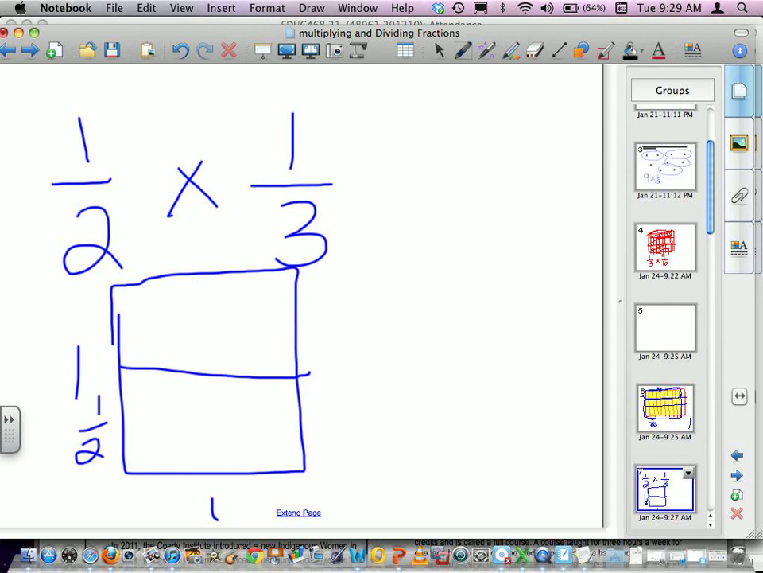Okay, so now the piece that you're looking at is 1/2 by 1/3. Take your pencil and shade it. Shade the piece you're looking at. You folded it so your height is 1/2, your width is 1/3. Shade that whole thing. Okay? And now unfold it.